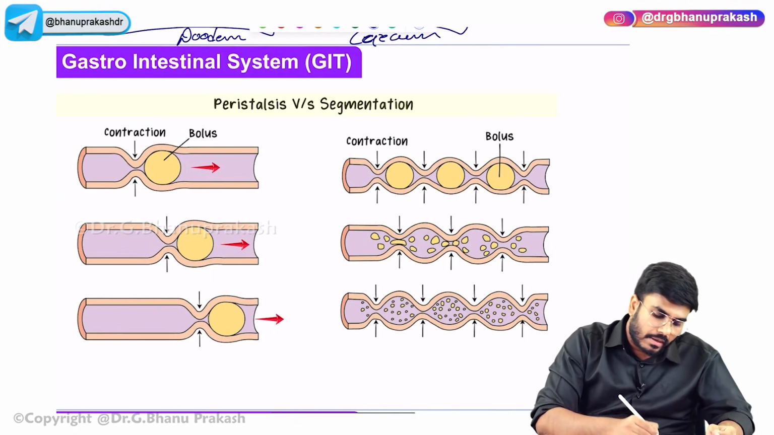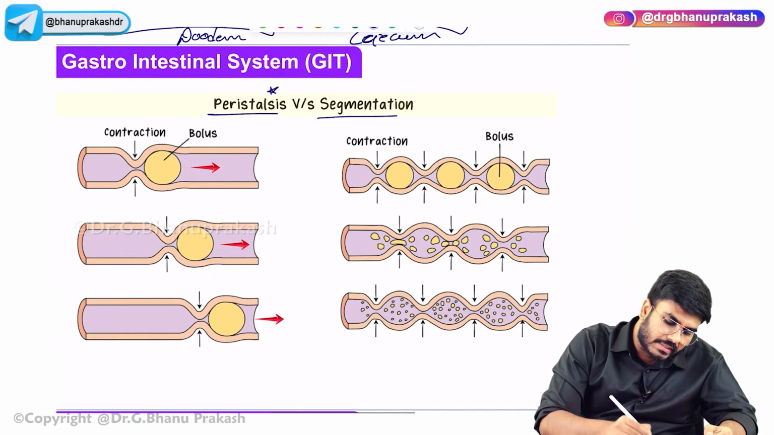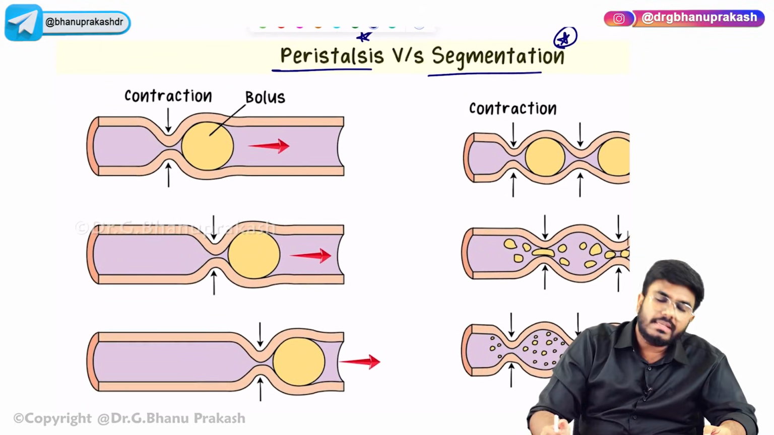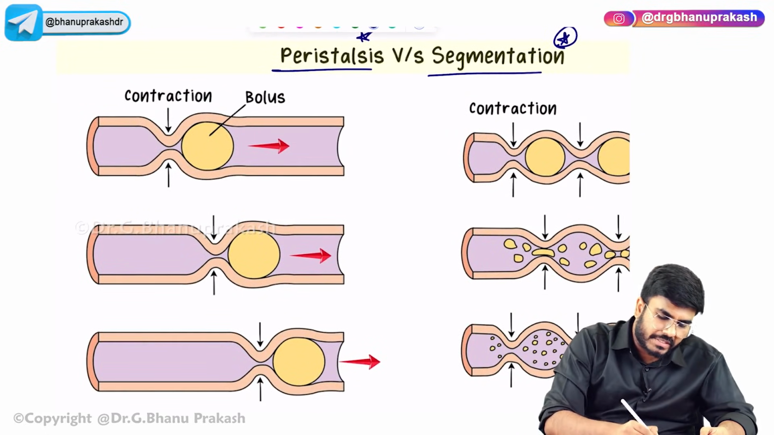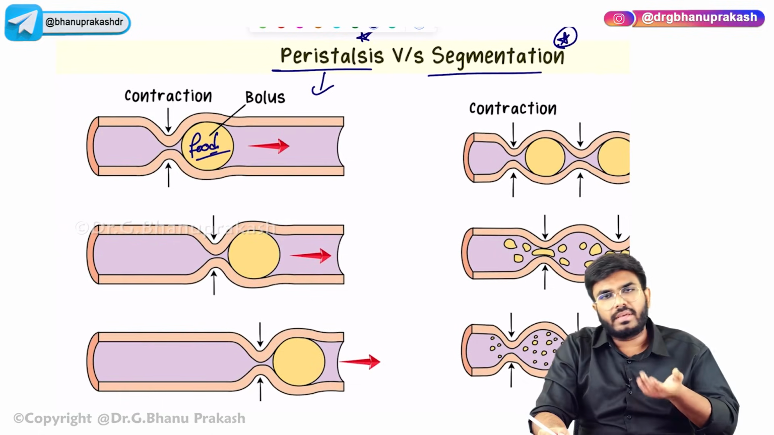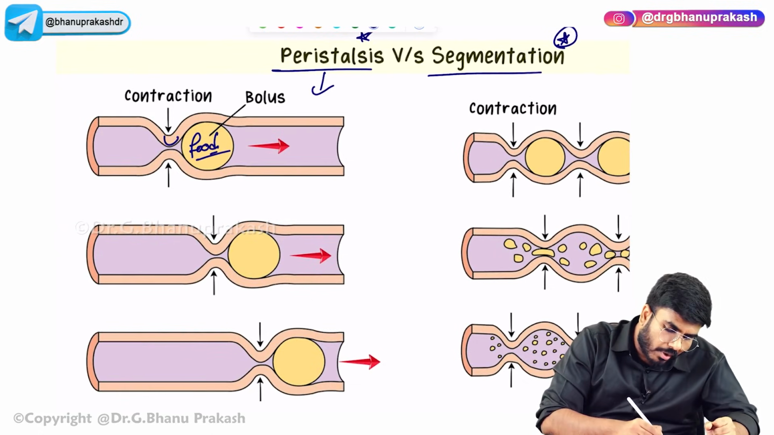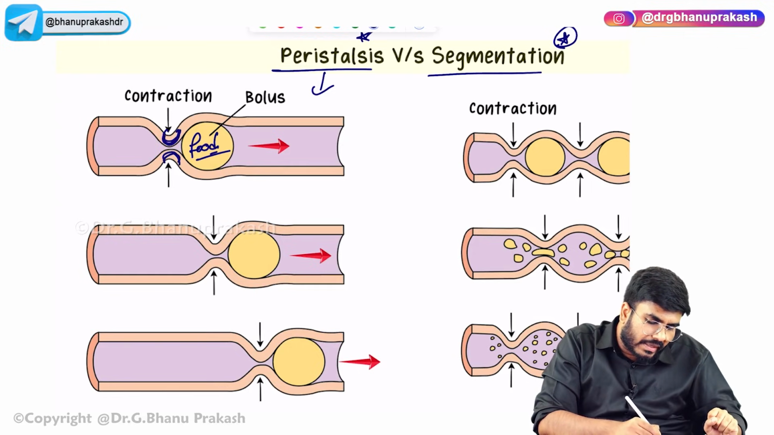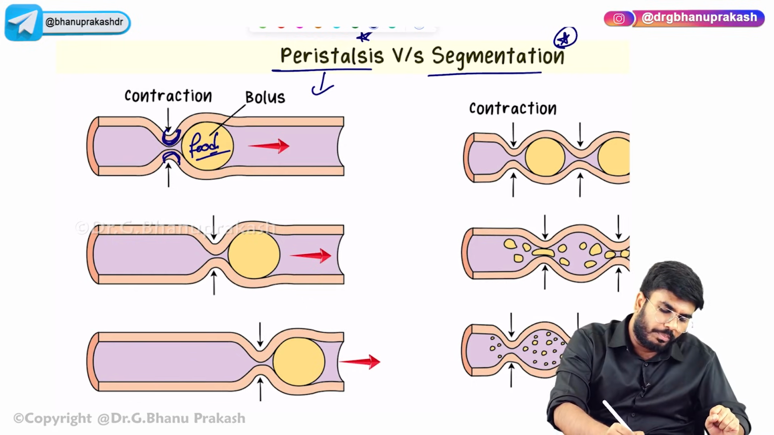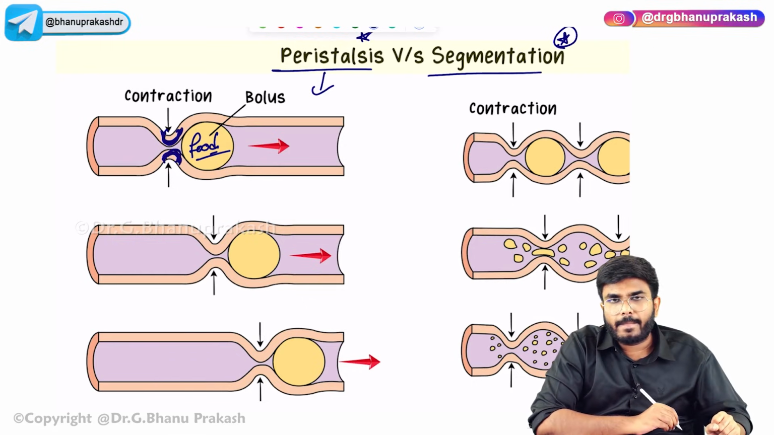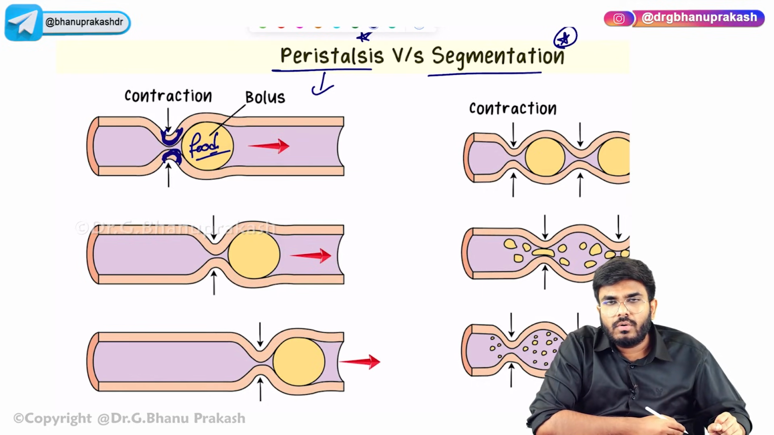Okay, next, the next topic is peristalsis and segmentation. Look here guys carefully. What exactly is peristalsis? During peristalsis, you have taken the food. Now peristalsis is starting. The proximal segment, the first part, is contracting to prevent the regurgitation of food. So the food can't go backwards.